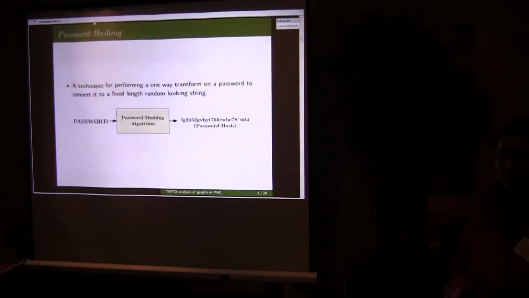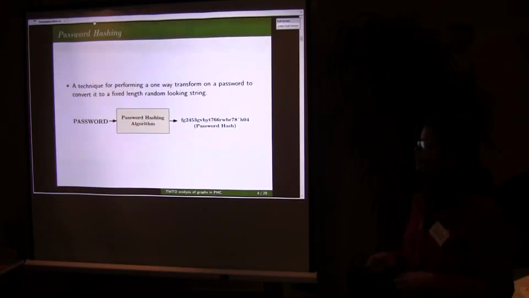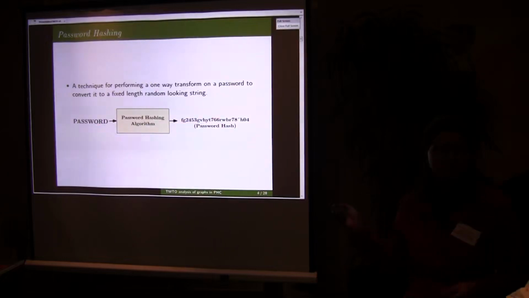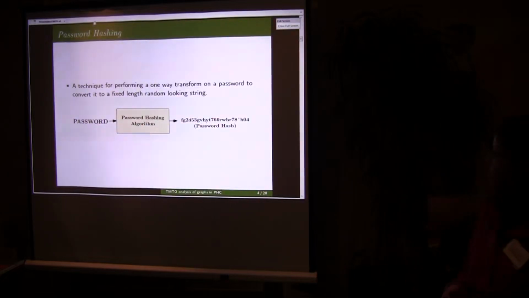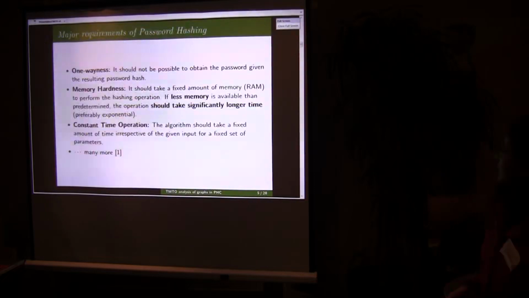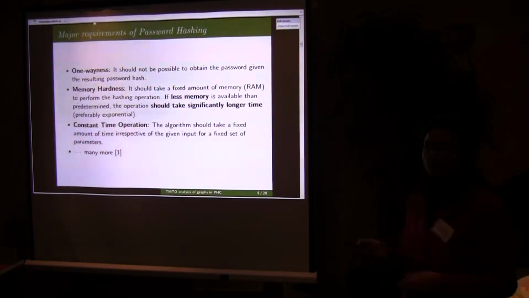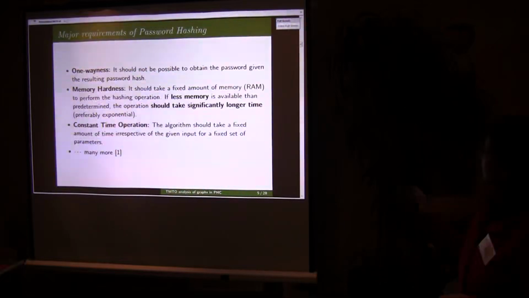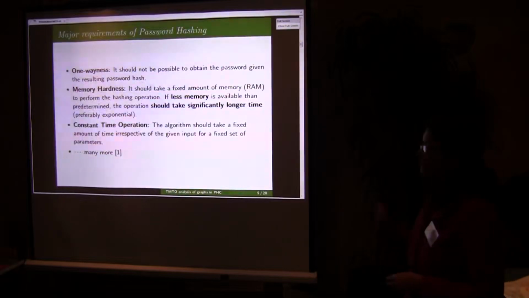Just clicking introduction. I already have introduced what password hashing is. Again, I am just giving a brief: we enter the password and the password hashing algorithm turns it into some random looking string. So this is called password hashing. The major requirements, again in terms of the time memory trade-off, we have many requirements for password hashing algorithms, and here we are introducing oneness, memory hardness, and constant time operations.